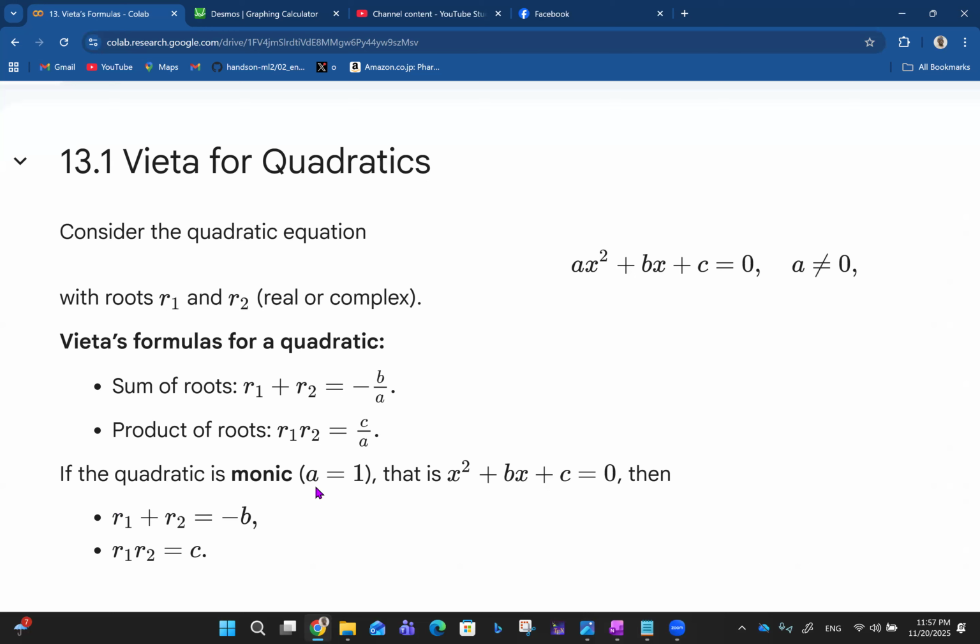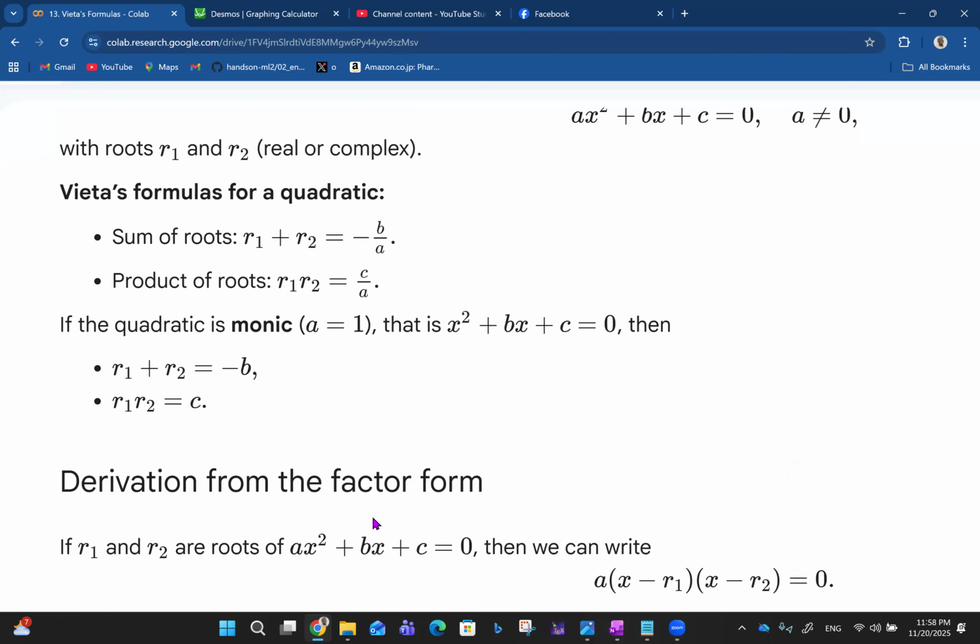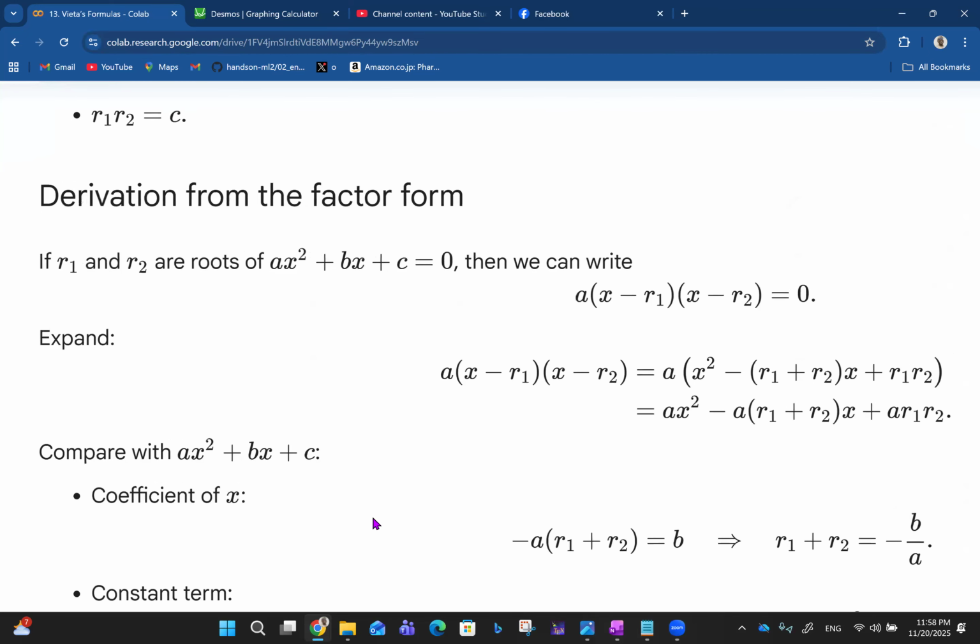If the quadratic is monic, meaning that a is equal to 1, that is the coefficient of x squared is 1, so x squared plus bx plus c is 0, then we say that r1 plus r2 will just be minus b, and r1 times r2 will just be c, because a is simply 1. So that is the basic idea of Vieta's formula. That's Vieta for quadratics right there. So let's look at the derivation.